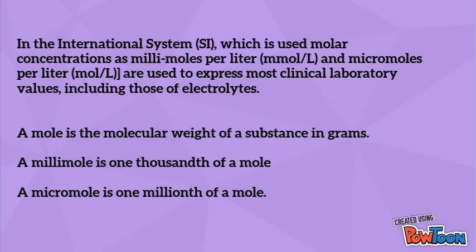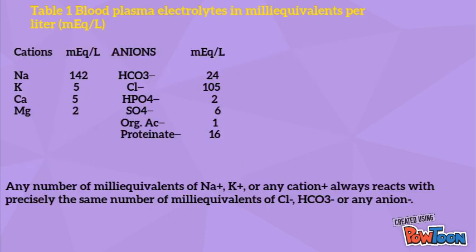A mole is the molecular weight of a substance in grams. A millimole is one thousandth of a mole. A micromole is one millionth of a mole. Table 1 shows the blood plasma electrolytes in milliequivalents per liter.